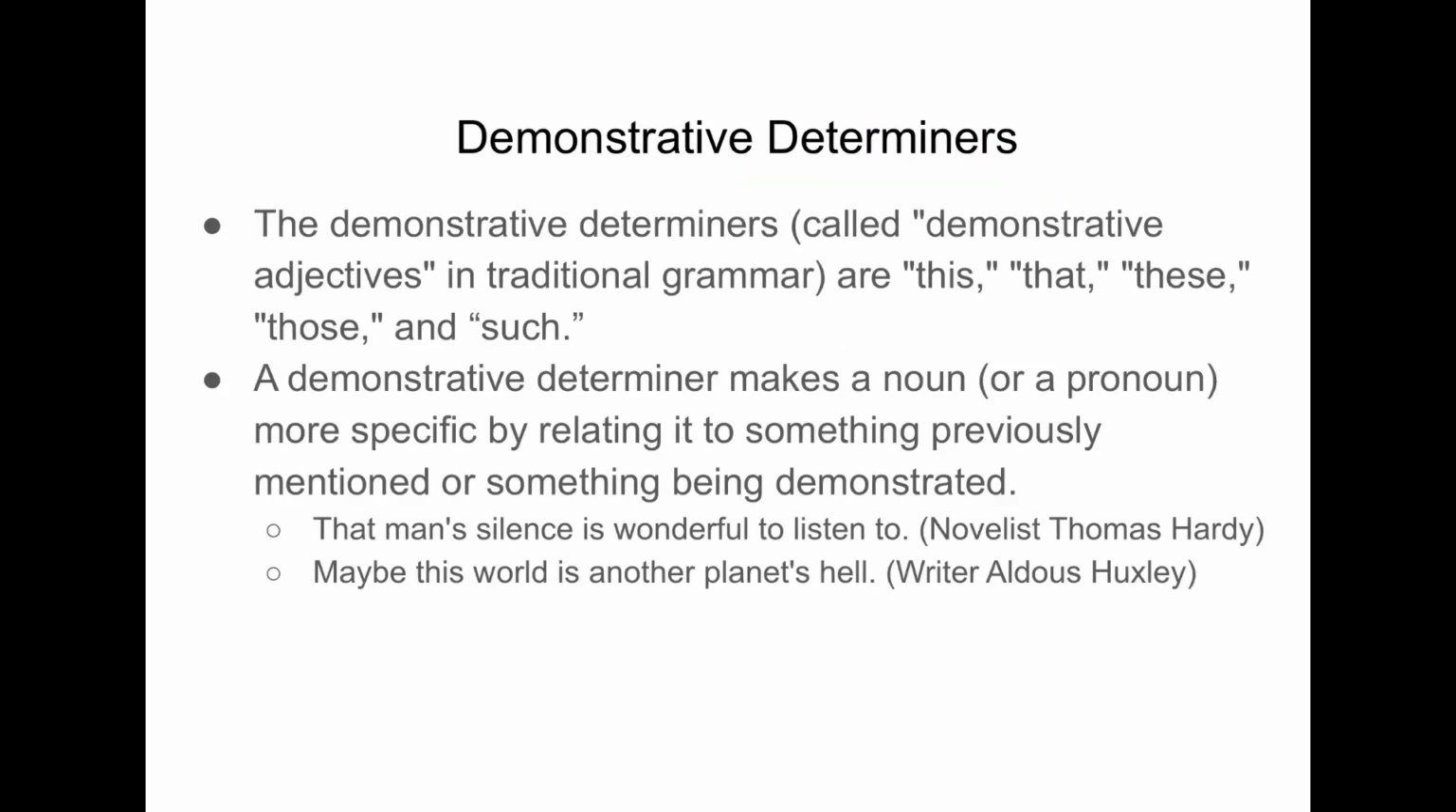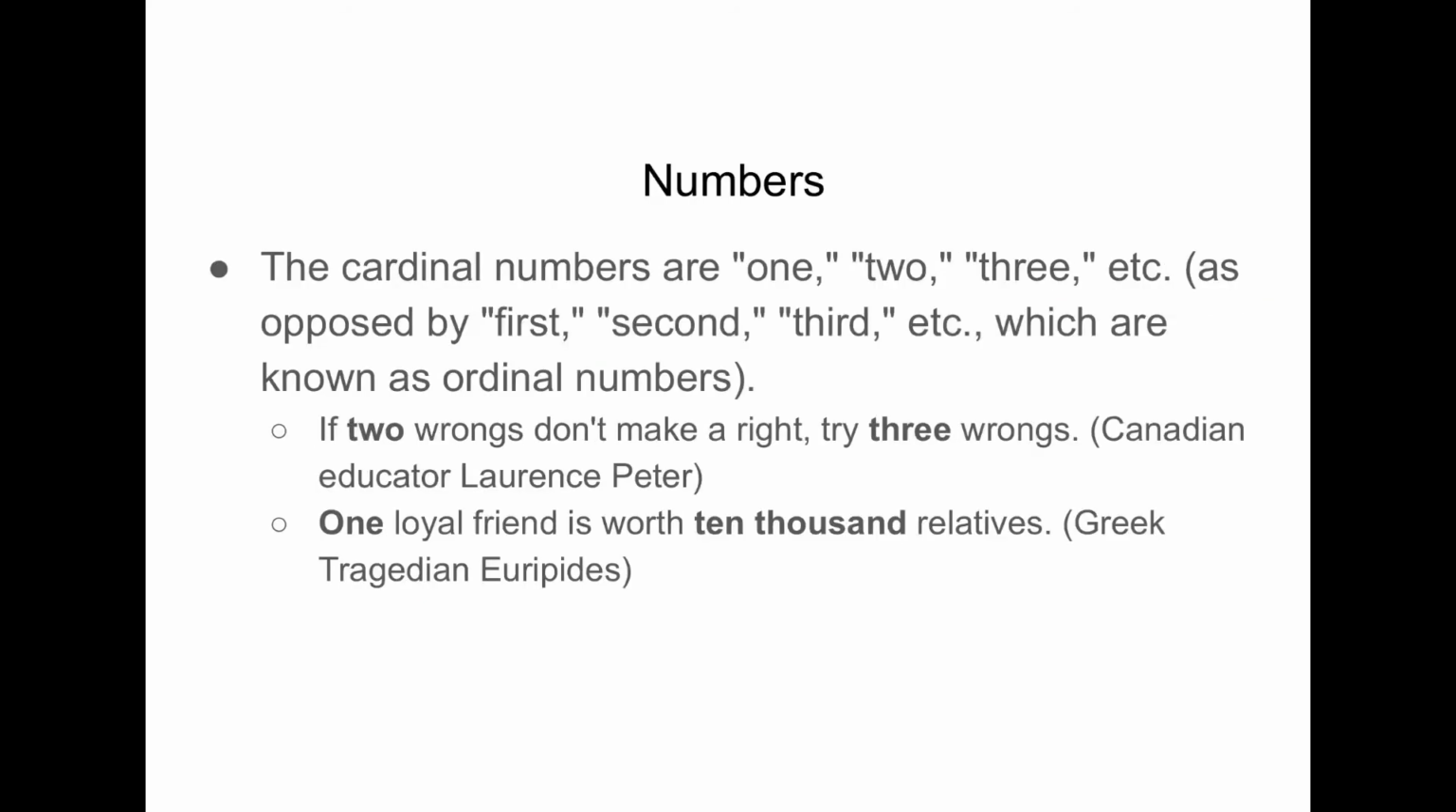Then there's demonstrative determiners, like this, that, these, those, and such. They make a noun or pronoun more specific by relating it to something previously mentioned, or something being demonstrated, as in that man's silence, or maybe this world is another planet's hell. Finally, there's numbers, 1, 2, 3, etc. We can put these in front of nouns or pronouns, and they are determiners. 2 wrongs, 3 wrongs, 1 loyal friend, 10,000 relatives.